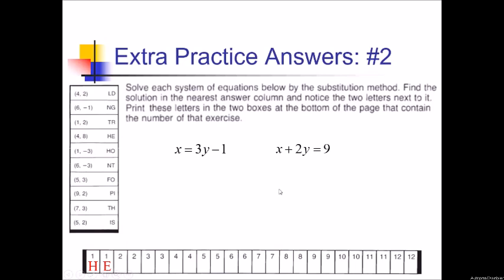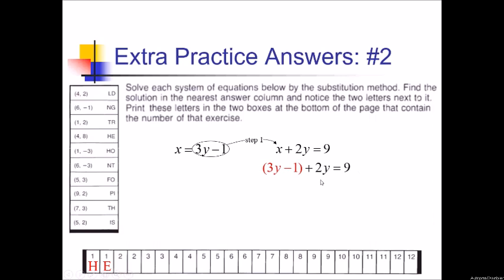For this problem, I notice that I've got x all by itself here. So I can take the stuff that x represents, 3y minus 1, and replace the x in the other equation here with 3y minus 1. So let's go ahead and do that. I'll use a parentheses to show what I just did. So I've got 3y minus 1 plus 2y equals 9.